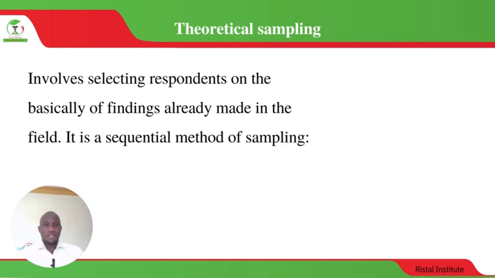Theoretical sampling, you are basically collecting data from individuals because there are prior studies that have been done on these individuals. Okay, so it involves selecting respondents based on findings of a research study that was already done.